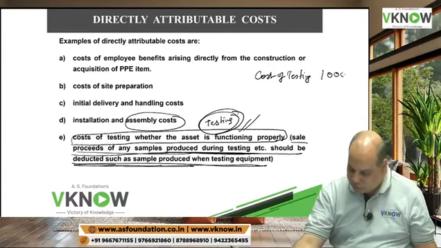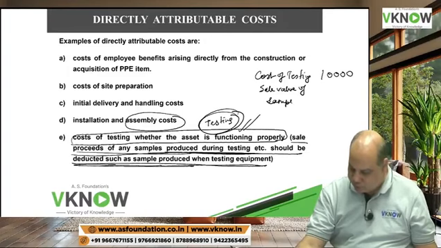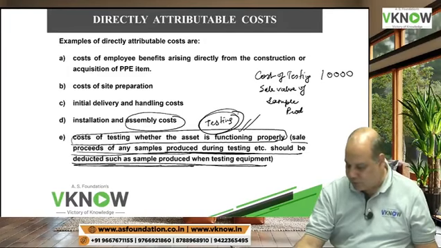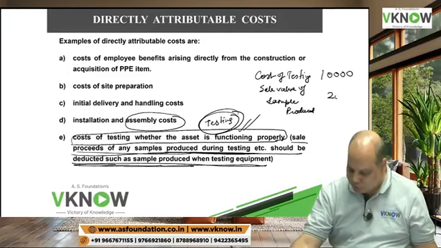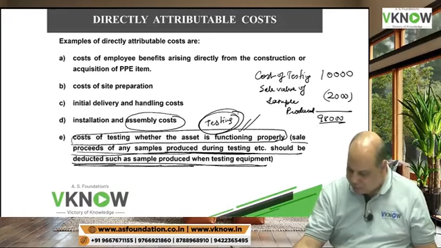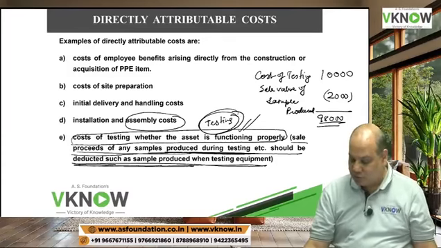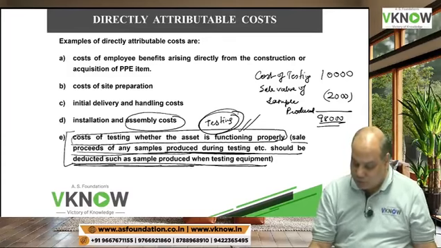is 10,000. Sale value of sample produced 2000 rupees. So the net amount to be added is 8,000. Now the student will ask me, what is this item?